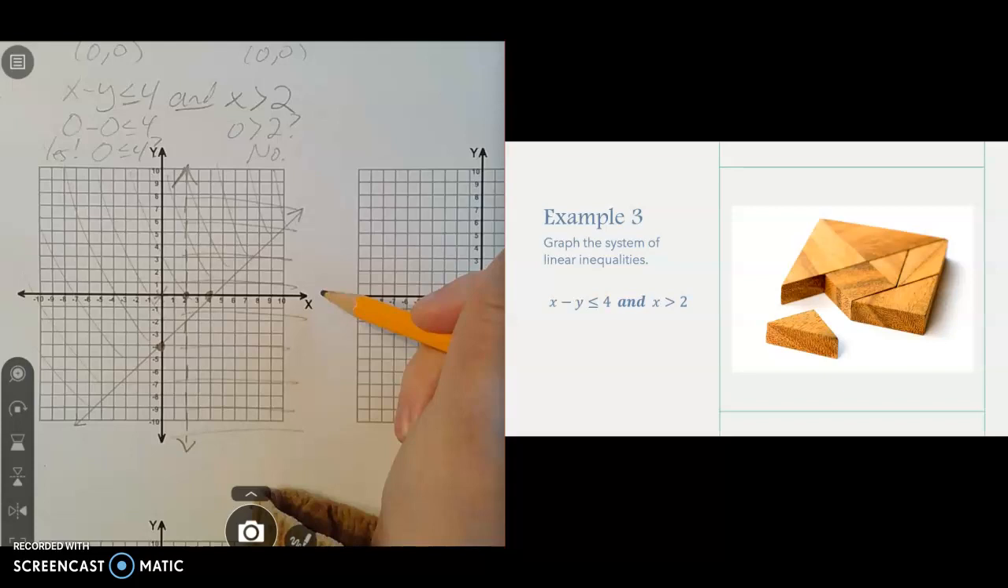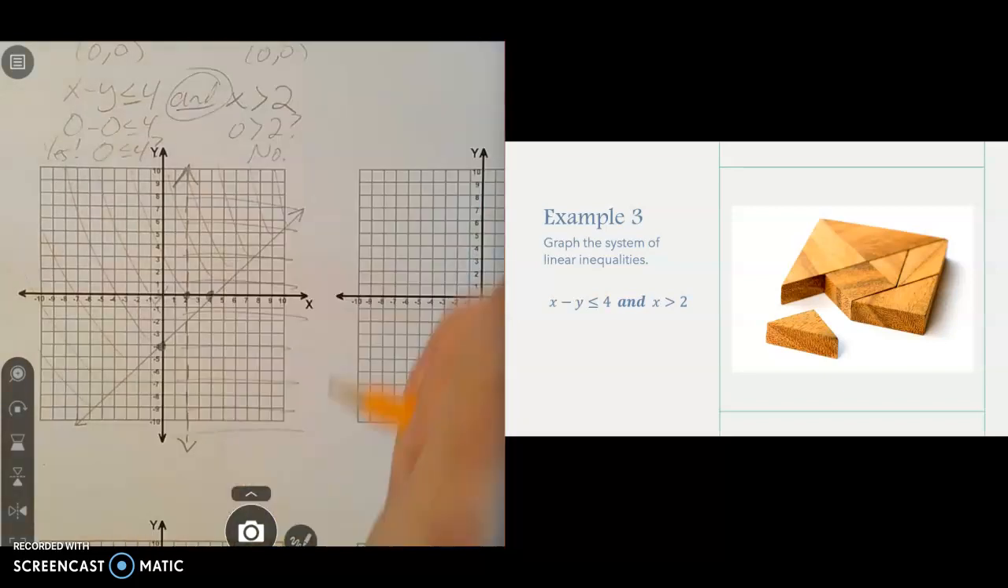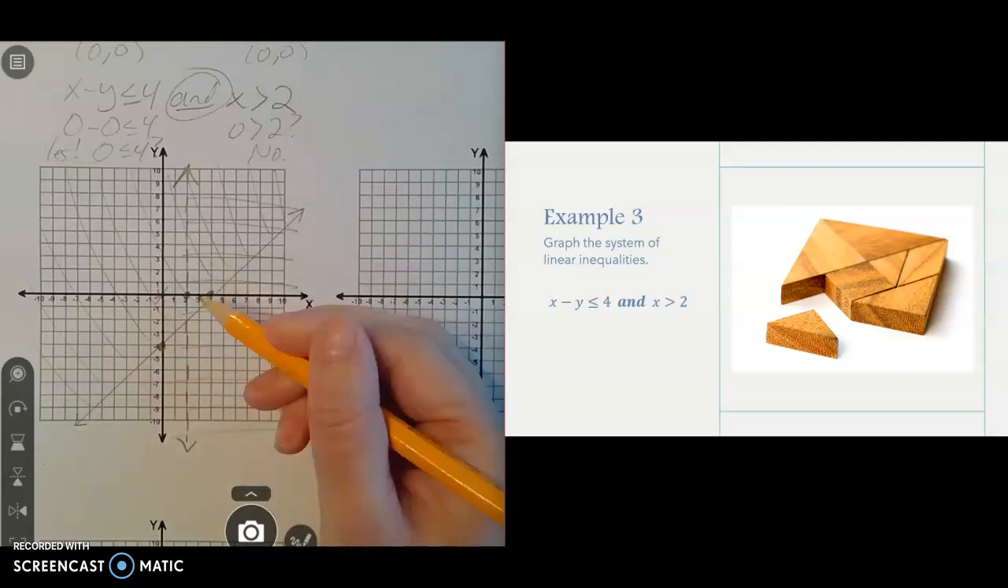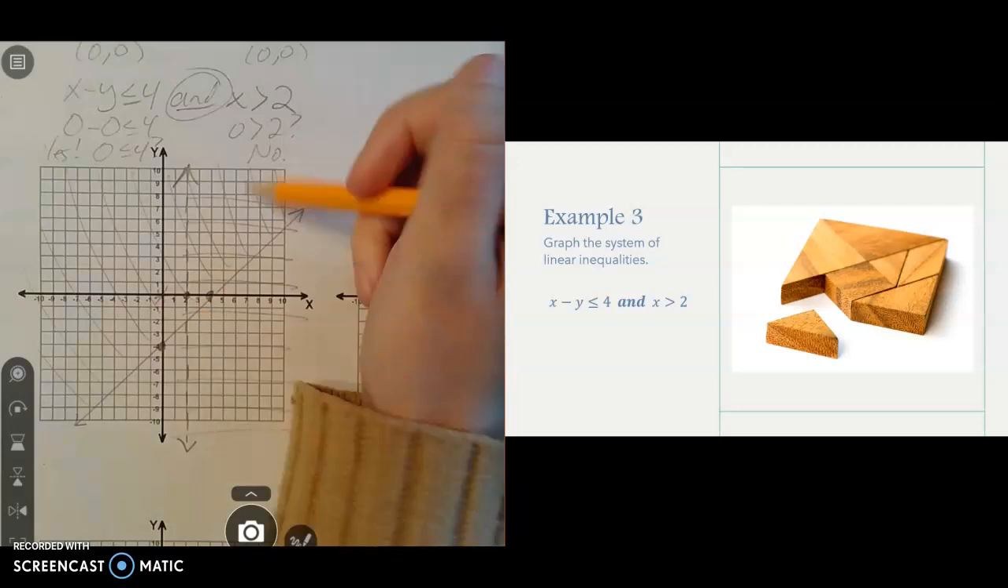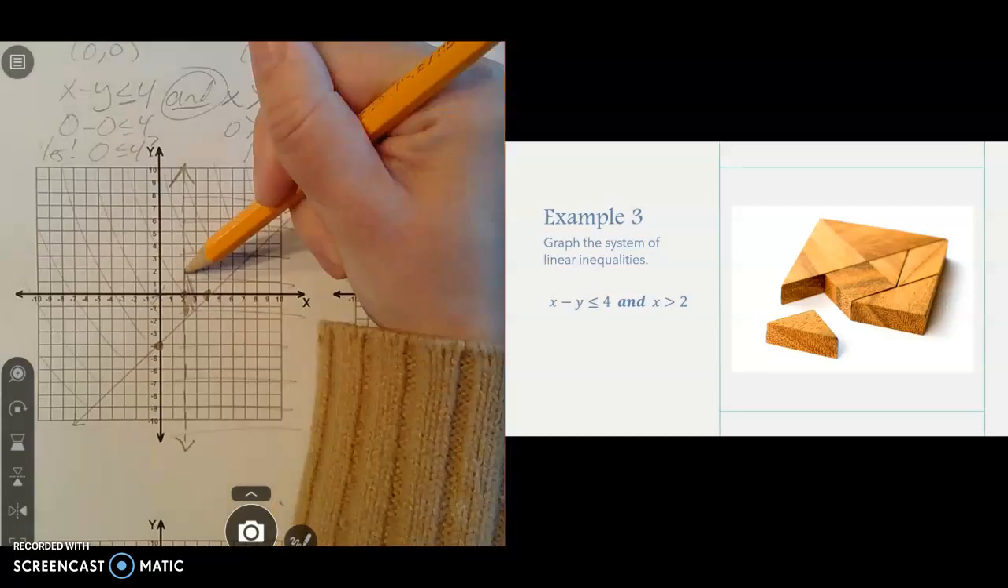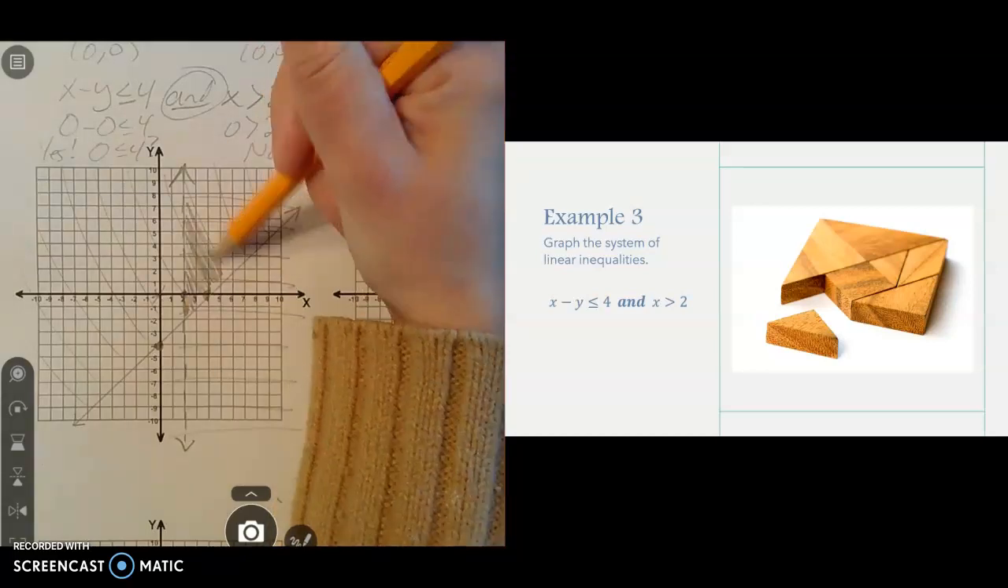Now that we've graphed both of them, I'm looking at that "and" inequality, okay? So the "and" means that I'm looking at the intersection, so I'm looking at where my graphs overlap. And I can see that my graphs overlap right here. So I'm going to shade it extra dark so that I know where my solution is.